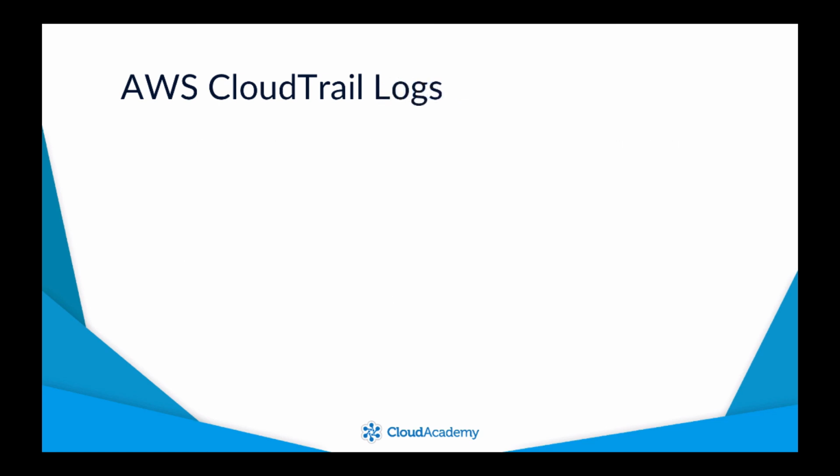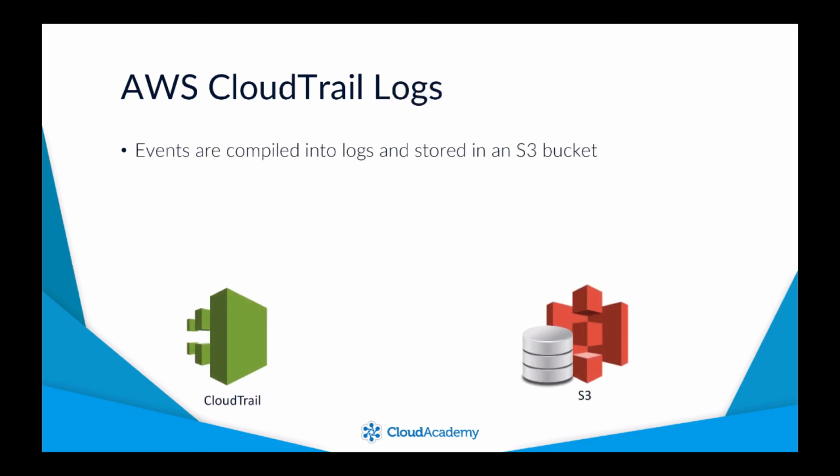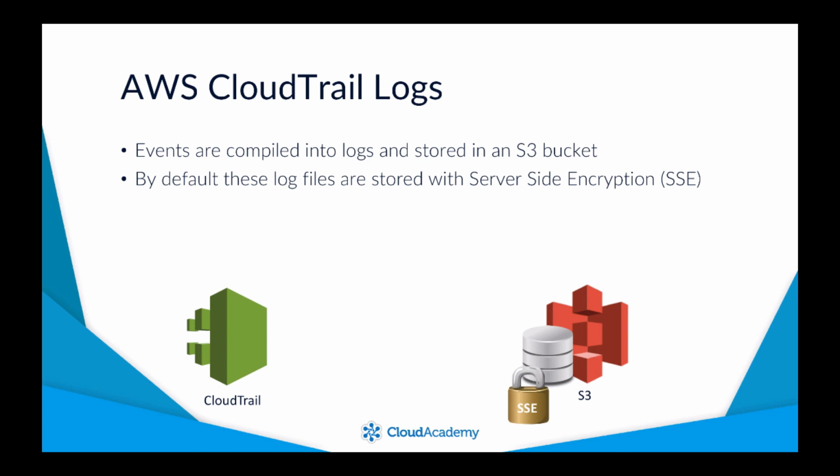When events are created by CloudTrail, they are compiled into logs which are then delivered and stored in an S3 bucket, much like billing and cost management reports are. Again, be sure to apply the correct security level to this S3 bucket. By default, these log files are stored in S3 with server-side encryption, SSE, for additional security.